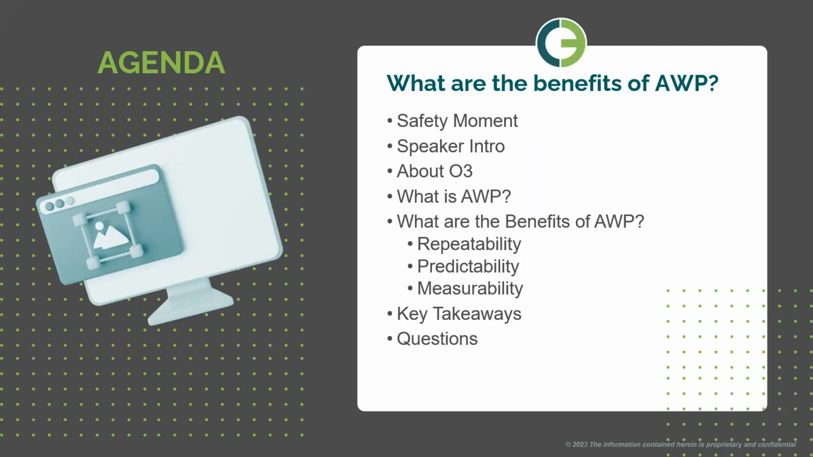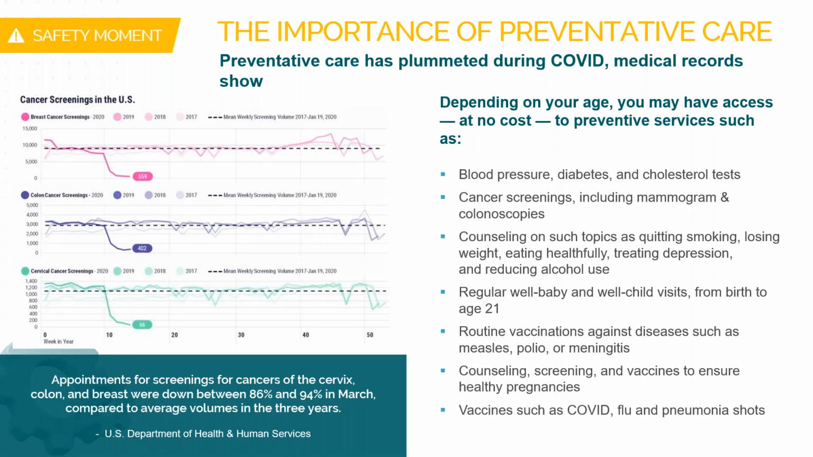So before we begin, here's a quick agenda for today. I'll go through a quick safety moment, then I'll introduce Josh, and he will discuss a little bit about O3, what AWP is, and then the benefits of AWP, including repeatability, predictability, measurability, and then we'll hit the key takeaways. And if we have time at the end, we'll answer some questions. As a reminder, if you have questions, please submit them throughout the GoToWebinar panel.